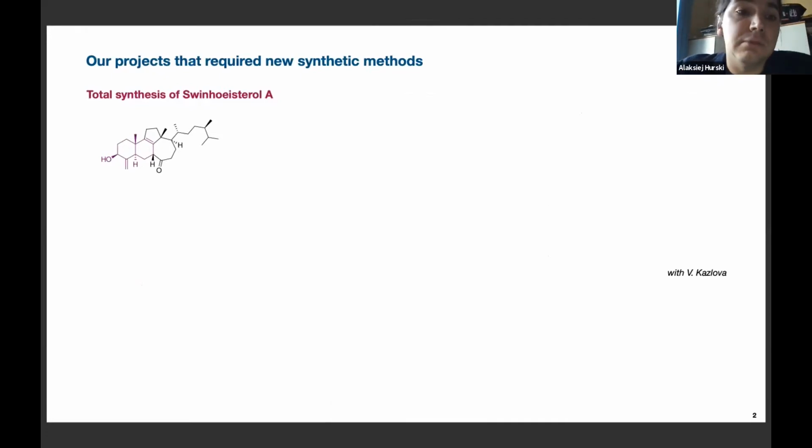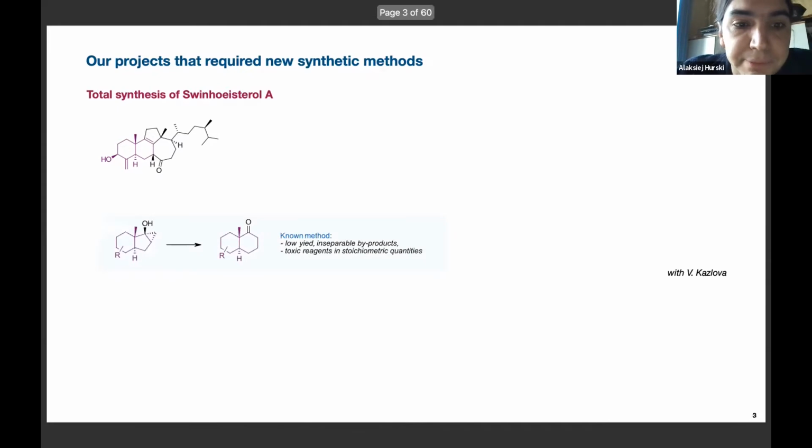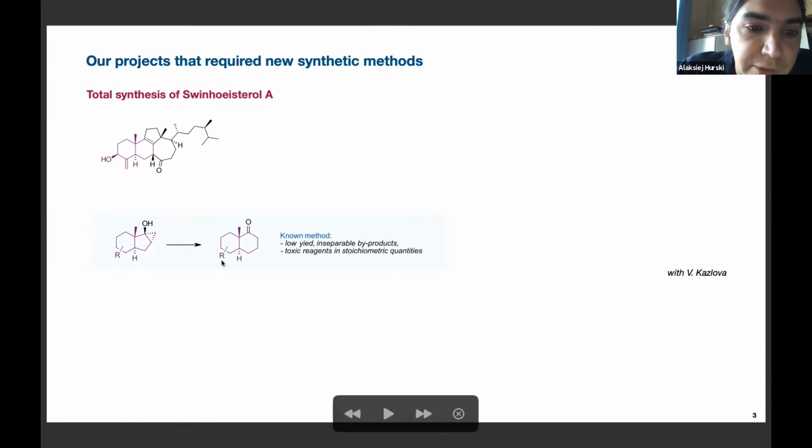Working on the synthesis of biologically active compounds, we face lots of problems, including that we need new synthetic tools. In fact, when we worked on the synthesis of syncoestrol, we faced two problems with the chemistry of hydroxycyclopropanes that we needed to solve. The first problem was obtaining this bicyclic ketone, the purple part of the target molecule. We required this transformation of the cyclopropanol to the ketone.